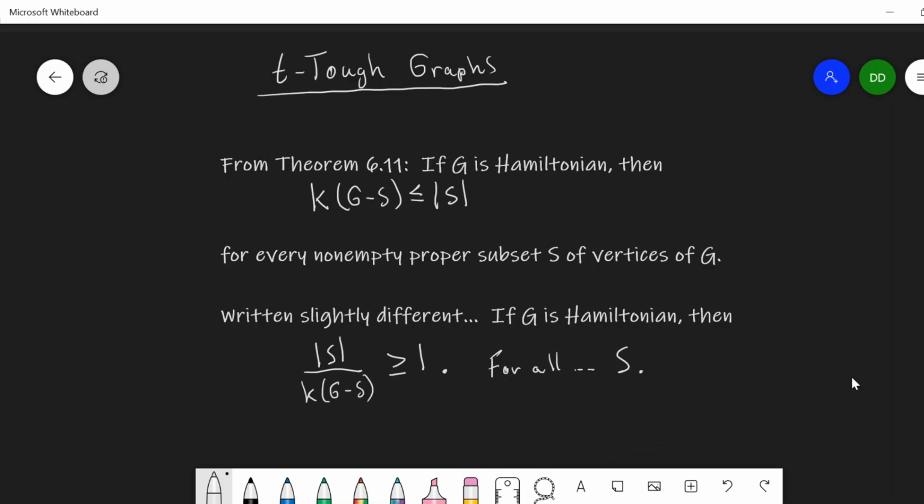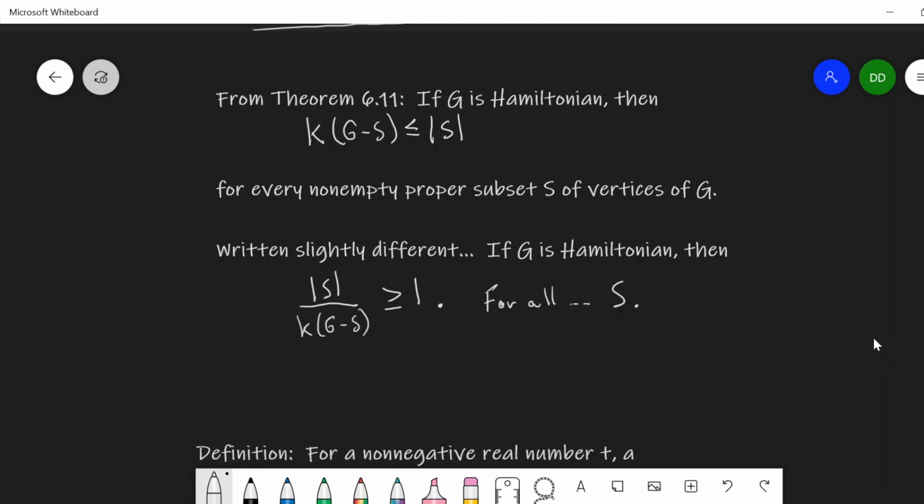We can write this a little bit differently and bring this number of components over to the other side, and see that this means that the ratio of the number of vertices in S over the number of components in G minus S would be greater than or equal to 1 if G is Hamiltonian. That is, this is always greater than or equal to 1, for all non-empty proper subsets S. And so the idea is we give a parameter to this over all subsets S. We name this parameter.